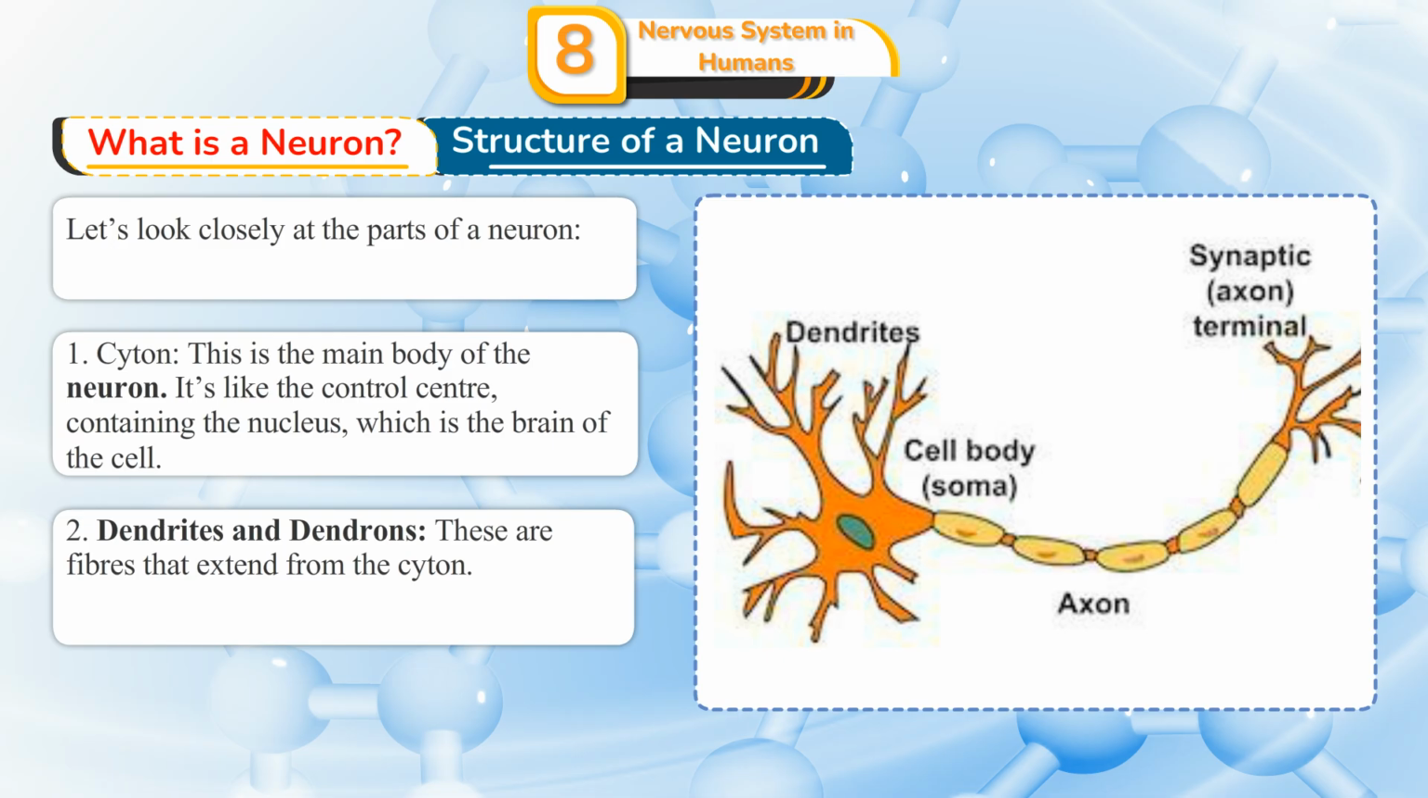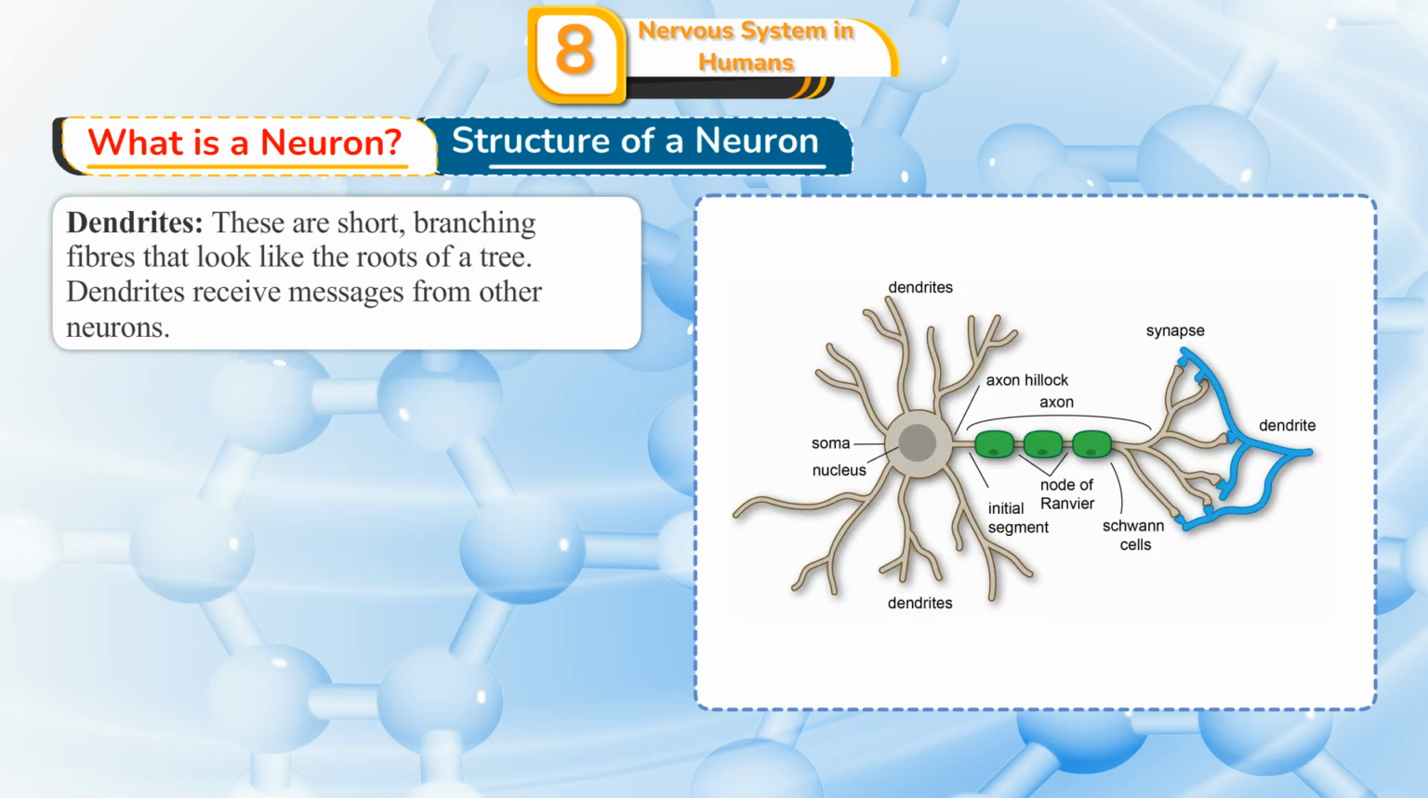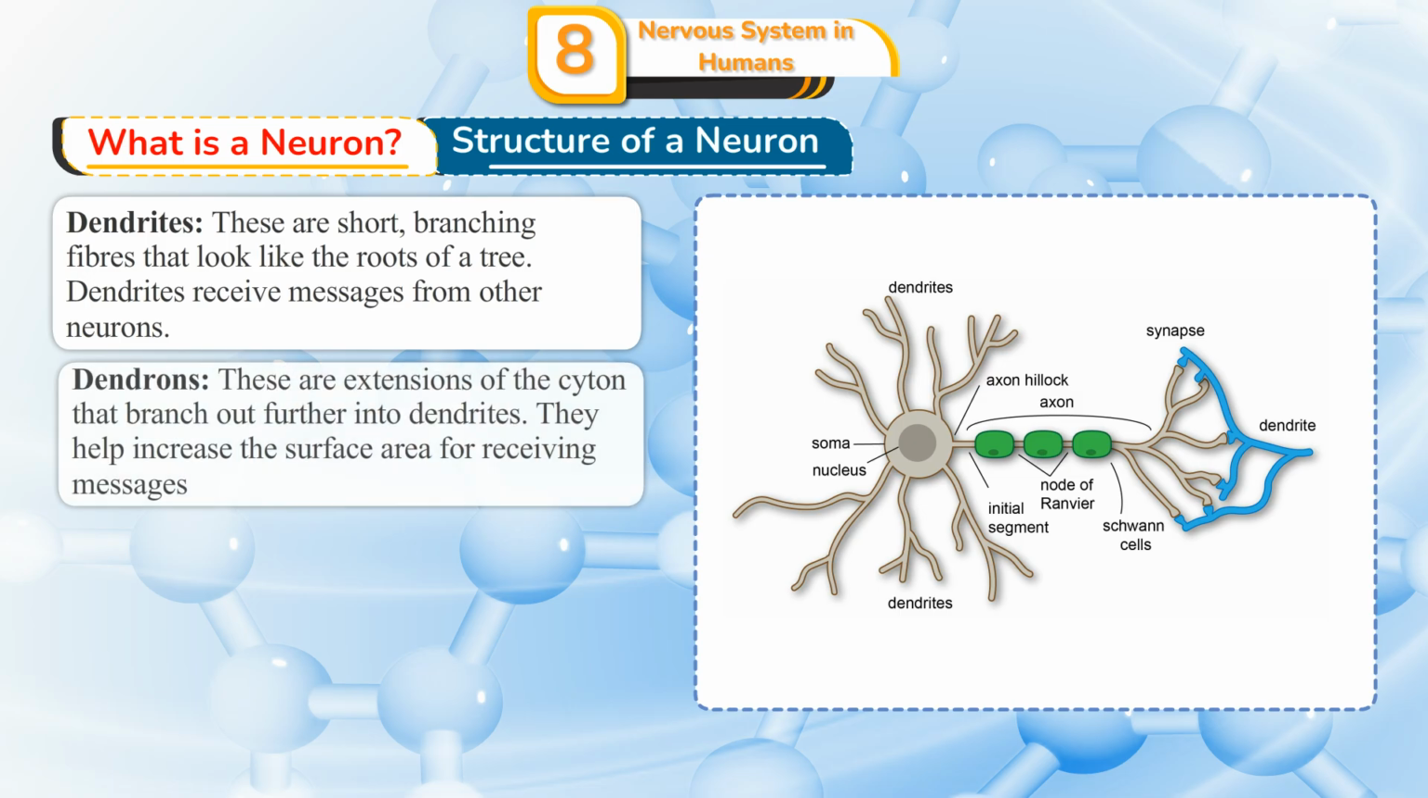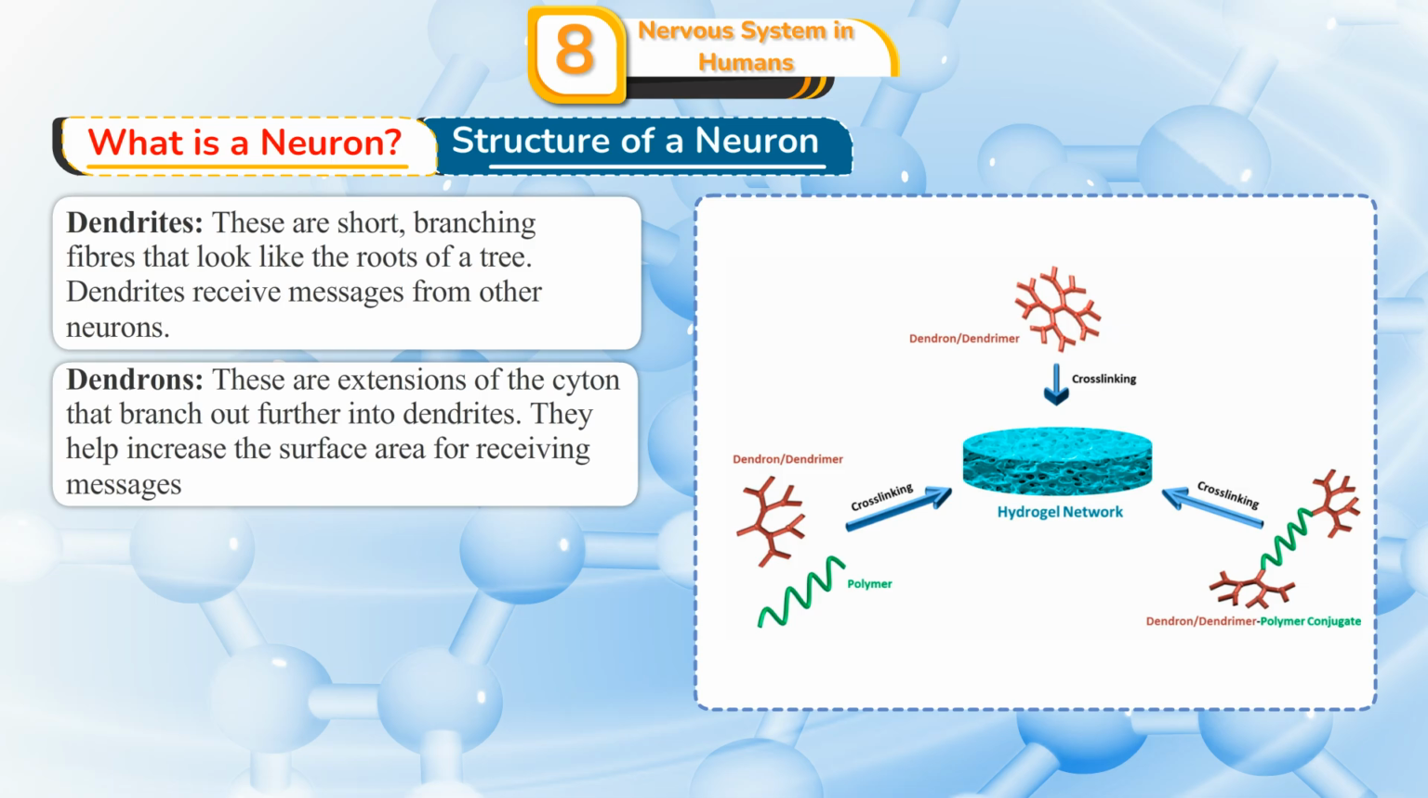2. Dendrites and dendrons. These are fibers that extend from the cyton. Dendrites, these are short branching fibers that look like the roots of a tree. Dendrites receive messages from other neurons. Dendrons, these are extensions of the cyton that branch out further into dendrites. They help increase the surface area for receiving messages.